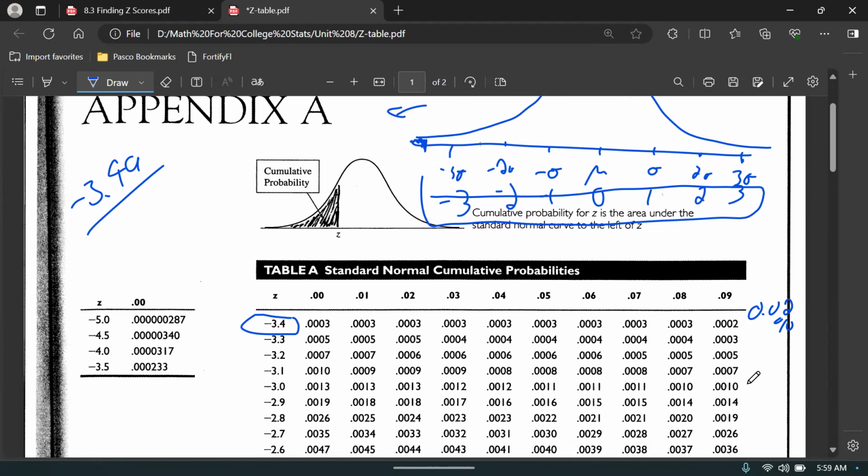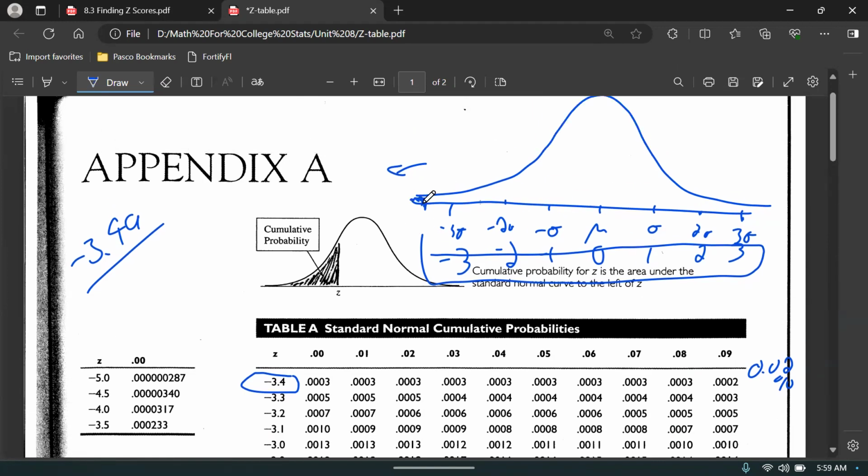So, not even 1%. Way less than 1% of the area is that tiny little sliver right there.